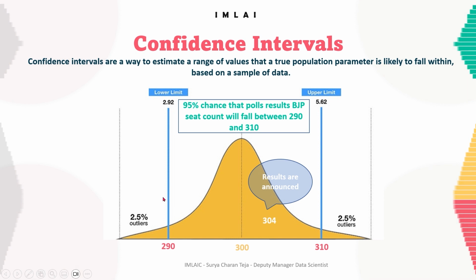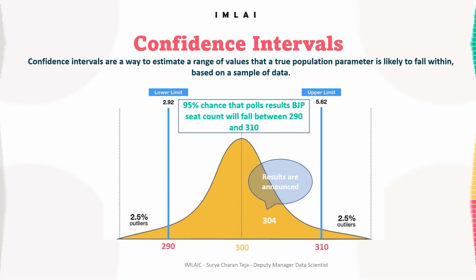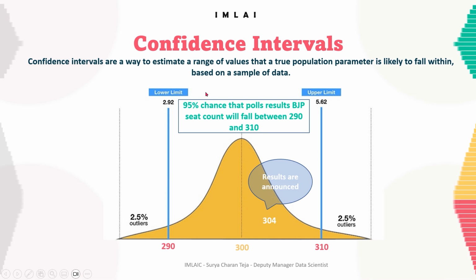And there is a remaining 5 percent chance that it may miss. It's not that they will definitely get it in between. No, there is uncertainty. Sometimes it may fall into the outliers. Sometimes they may get 285, sometimes they may get 320. That can happen, but the number of times that can happen is 5 percent. The number of times it would fall within the confidence interval is 95 percent. So that's what we say.